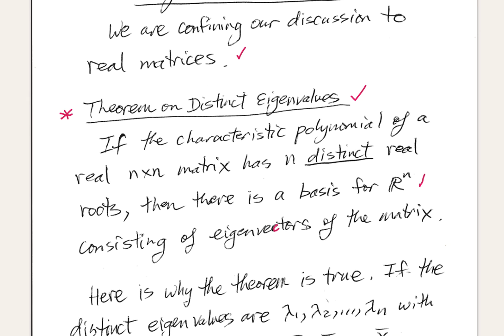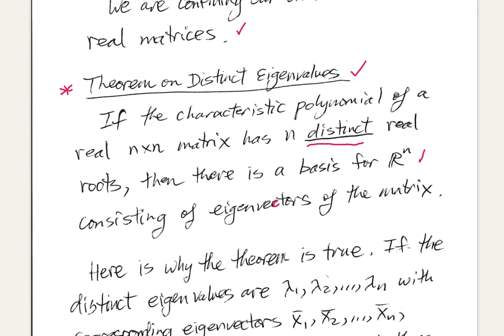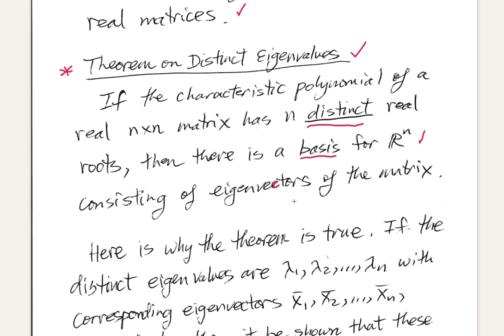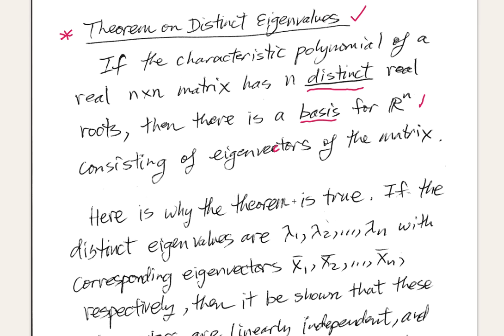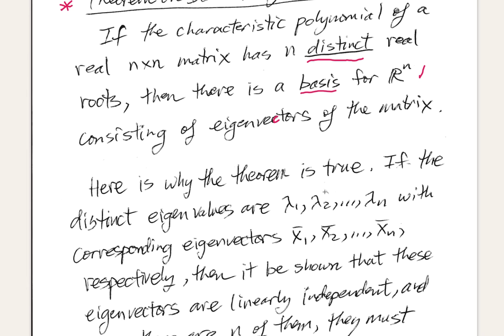So if you've got n distinct real roots, or zeros if you want to call it that, then there is a basis for Rn consisting of eigenvectors of the matrix. Let's go ahead and get an idea why this is true. Here's why the theorem is true then.